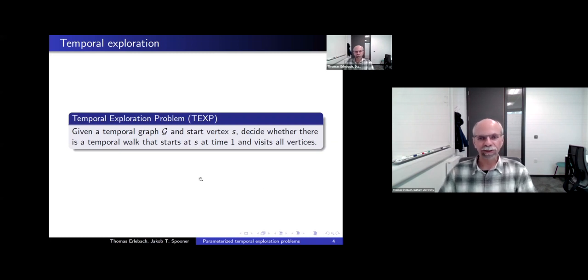And the temporal exploration problem that I've been interested in for quite a number of years now is: you're given a temporal graph and a start vertex s. Decide whether there's a temporal walk that starts at s at time 1 and visits all the vertices. So for this talk, we look at this decision version. Sometimes you also look at the optimization version where you want to find the fastest exploration. But now let's just assume we want to know, can that graph be explored or not?